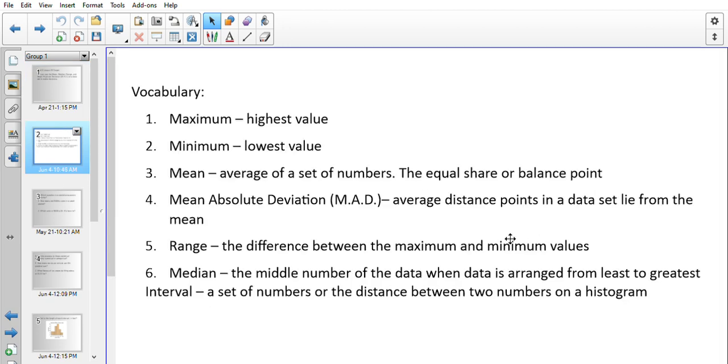We have some vocabulary, just like yesterday. Maximum is the highest value. Minimum is the lowest value. Mean is the average of a set of numbers, the equal share or balance point. Mean absolute deviation, or MAD, is the average distance points in the data set lie from the mean. Range is the difference between the maximum and the minimum values. And median is the middle number of the data when the data is arranged from least to greatest. Interval is a set of numbers or distance between two numbers on a histogram.